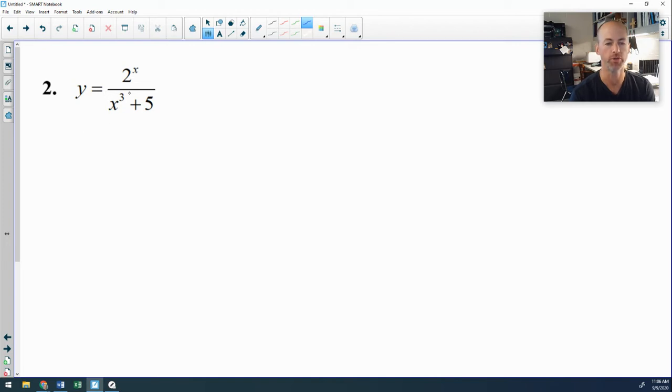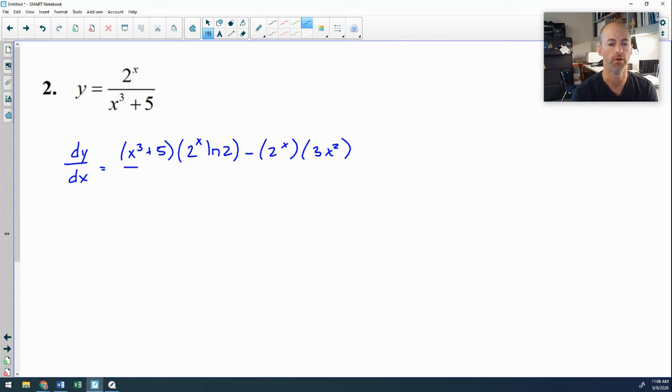So number two, we have another quotient. This time my numerator is an exponential function. Denominator is a polynomial. That cannot be simplified to easily avoid the quotient rule. I mean, you could avoid the quotient rule if you want, but the alternative, I think, is more difficult than the quotient rule. So my derivative, dy/dx, will be my low function, low, x cubed plus 5. D high, the derivative of an exponential. The derivative of 2 to the x is 2 to the x times the natural log of 2. And that's when you just need to memorize that rule. So low d high minus high 2x. D low is 3x squared, all over low low. X cubed plus 5 squared.